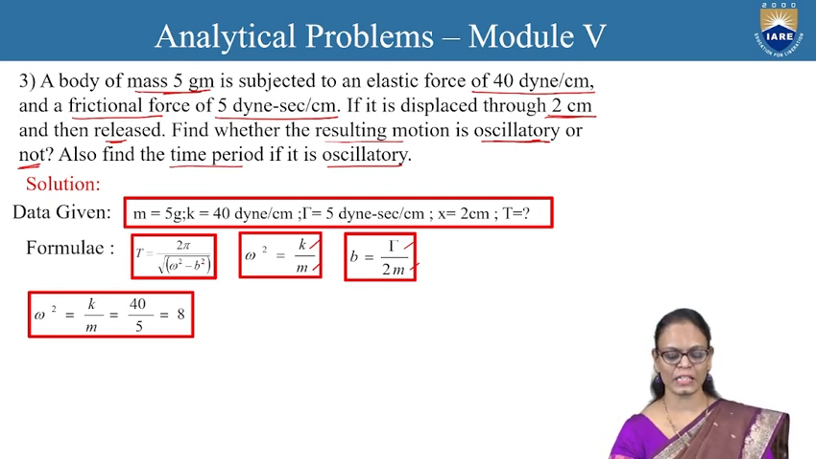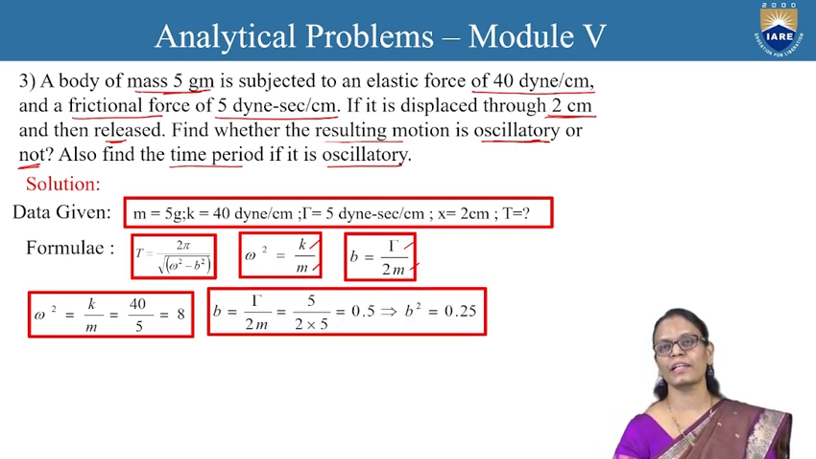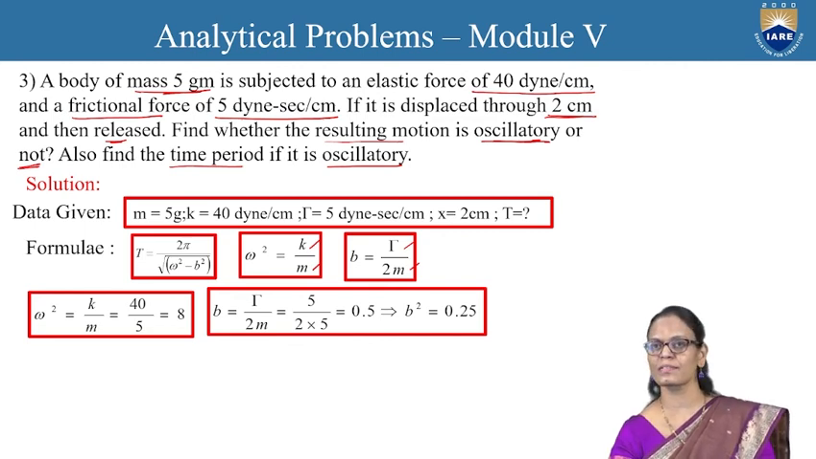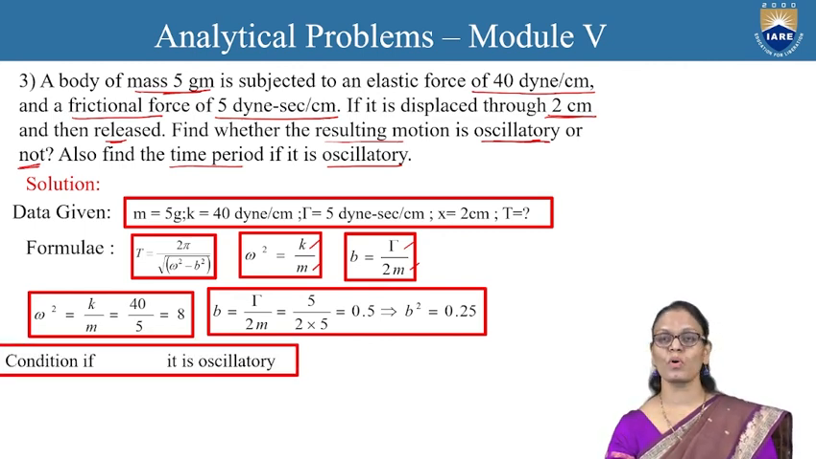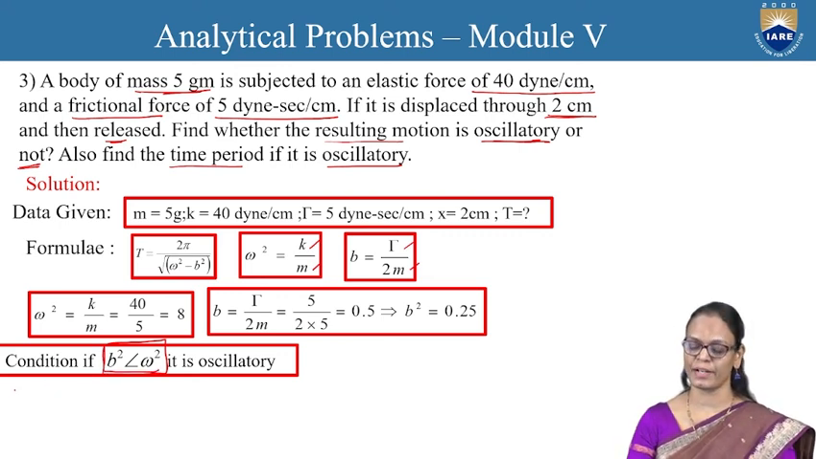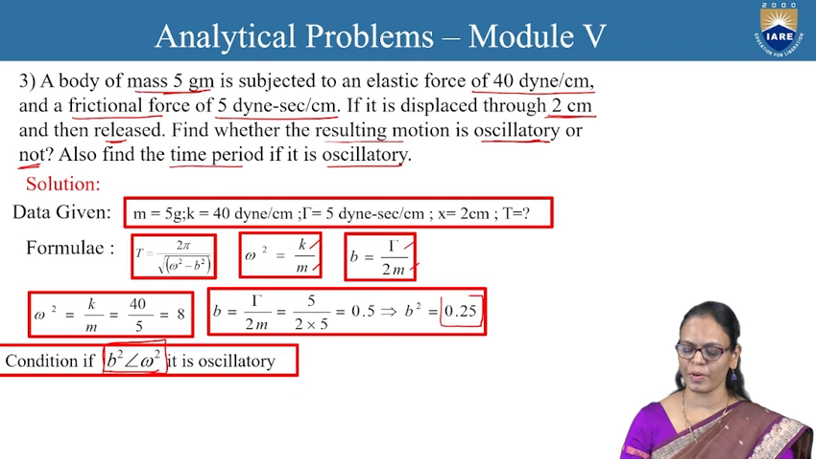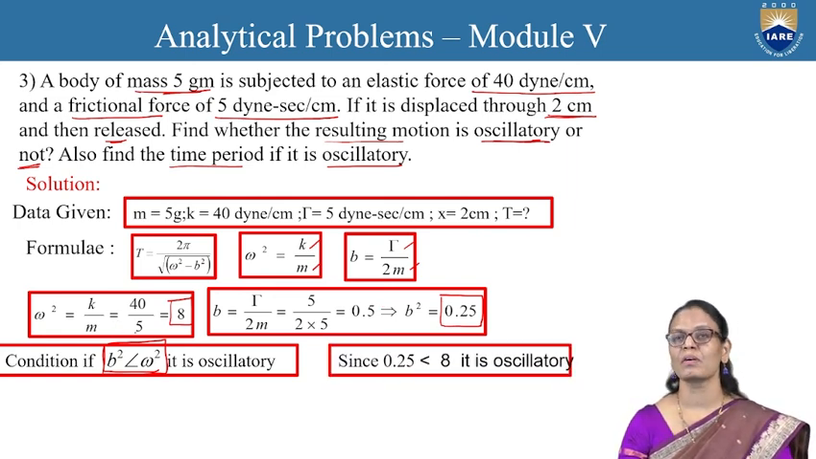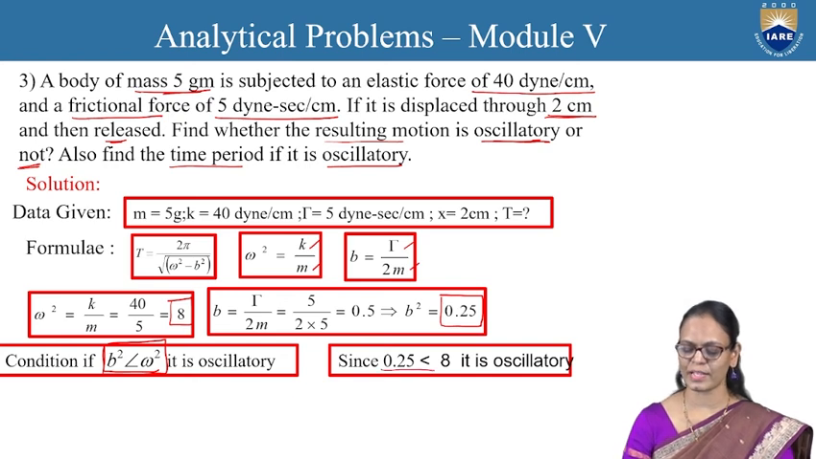So omega square we are getting 8, and B square we are finding directly here, 0.25. Now what is the condition for oscillatory motion? B square should be less than omega square. So we will first check this condition to say whether it is oscillatory or not. B square we got 0.25 and omega square we got 8. So definitely B square is less than omega square, so it should be oscillatory. 0.25 is less than 8, so it is oscillatory.